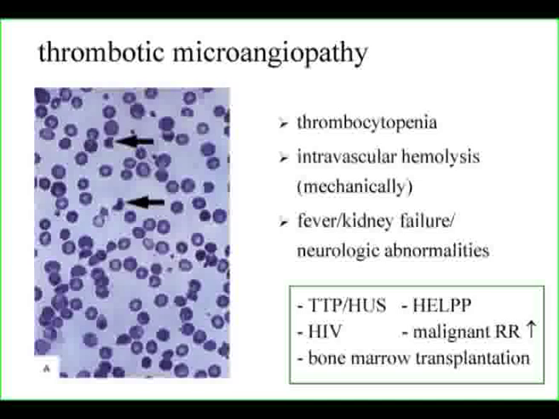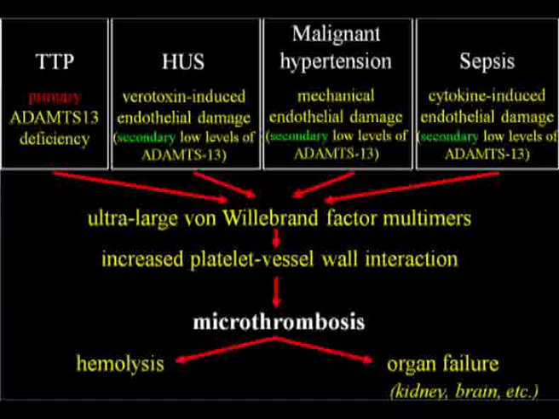There is actually a myriad of clinical conditions leading to this thrombotic microangiopathy. But now it gets a little bit complex, because why would a thrombotic microangiopathy occur? Well, it's all a matter of increased platelet vessel wall interaction, leading to microthrombosis, red blood cells mechanically hemolyzing because they cannot pass through the microvasculature, and organ failure because there is insufficient circulation. But why is there increased platelet vessel wall interaction?